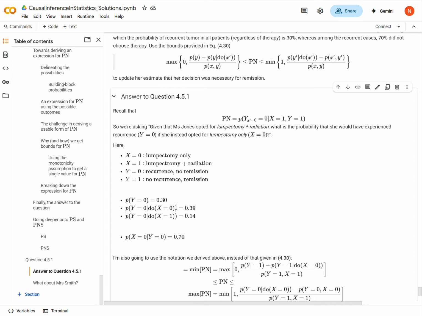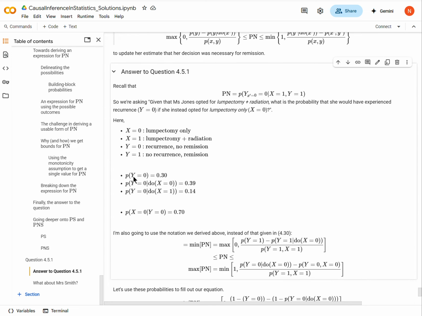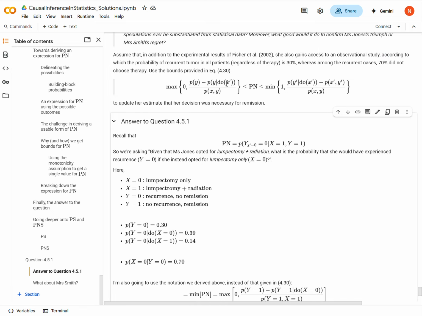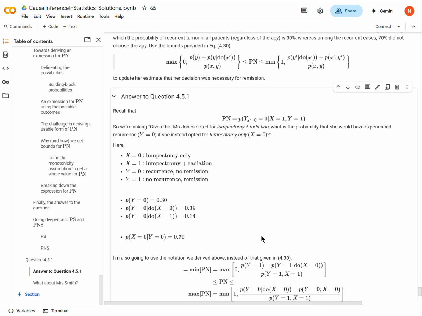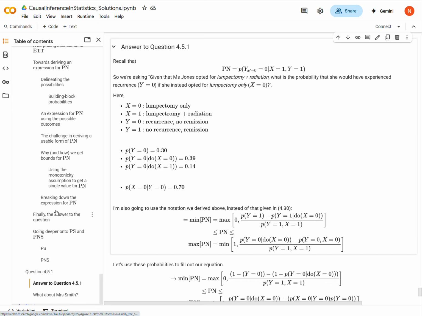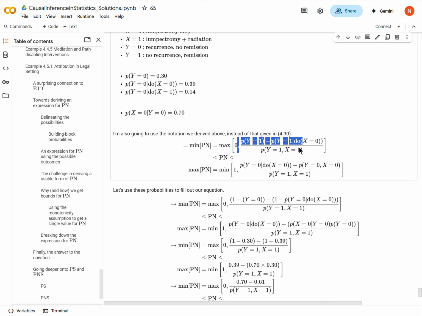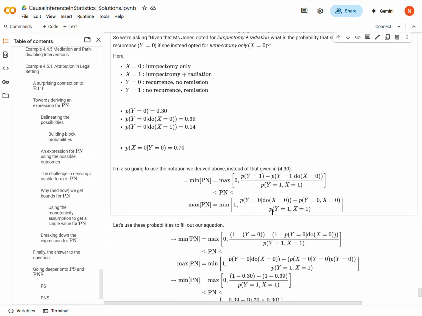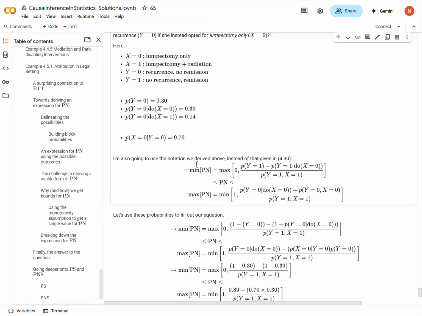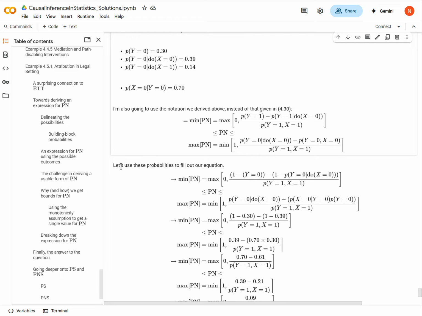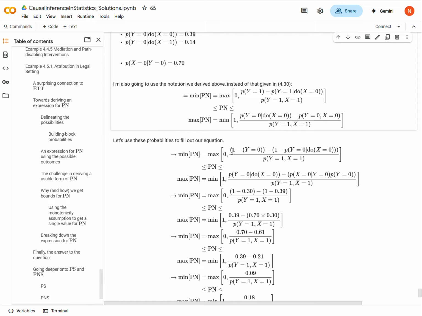From the available data, we know these probabilities right here. These are just given to us. Now we need to plug these into our expression for the bounds on the probability of necessity. This is the notation that's used in the book, and that's fine, but I'm going to use the notation that we were using in the previous video where we were deriving these things. This is an equivalent expression to this up here. We're going to try to fit these probabilities into this big expression right here. I won't walk through exactly how we did all this, but we put all of these things in here.